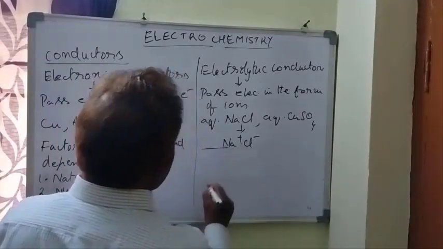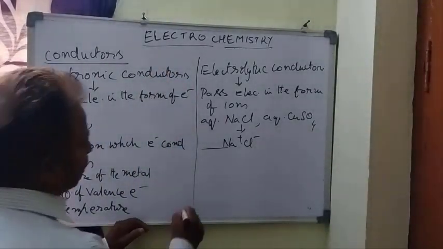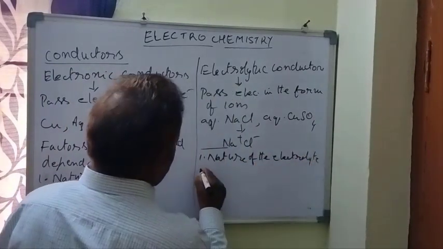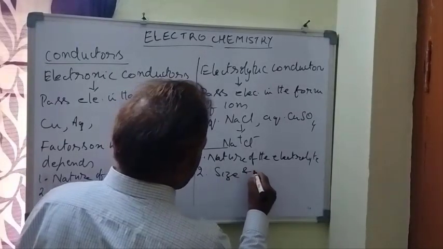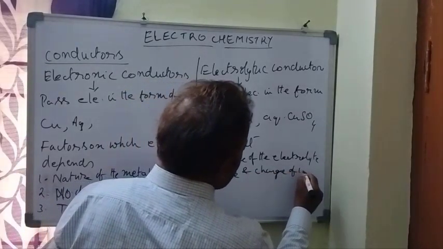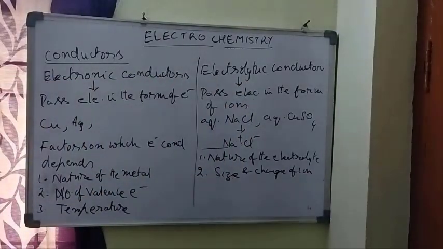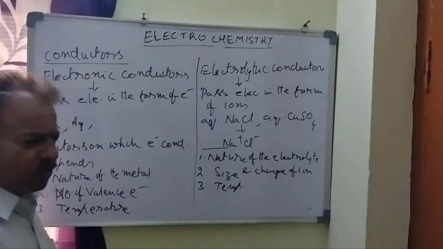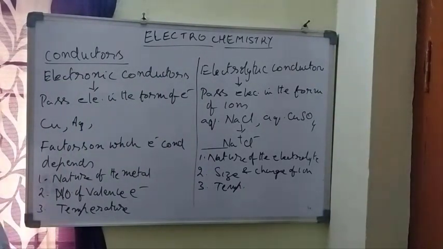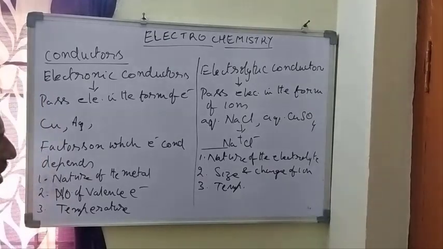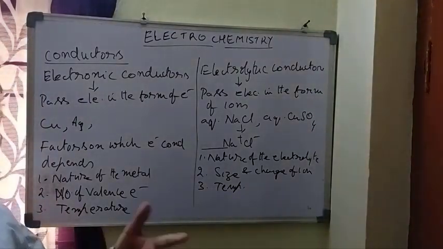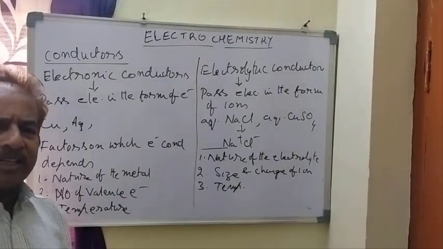On the other hand, factors on which the electrolytic conductance depends. One is nature of the electrolyte. Then size and charge of the ion. If the charge of the ion is more, conductance is more. Number 3, temperature. If the temperature is more, electrolytic conductance is more. When the electrolyte is heated, the energy increases, therefore the movement of ions, the mobility of ions, increases, therefore electrolytic conductance increases.